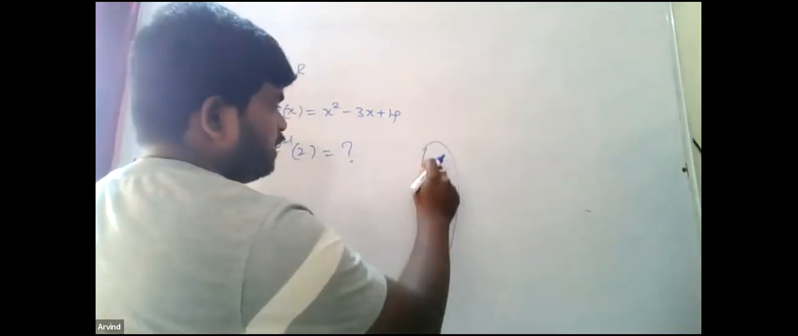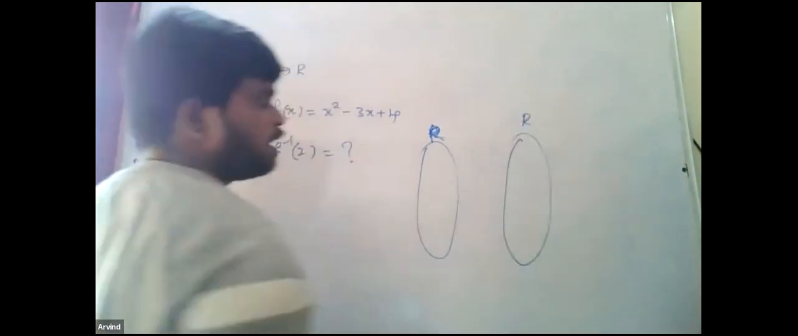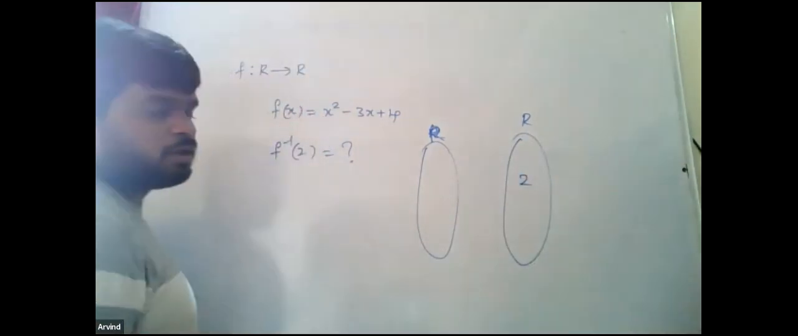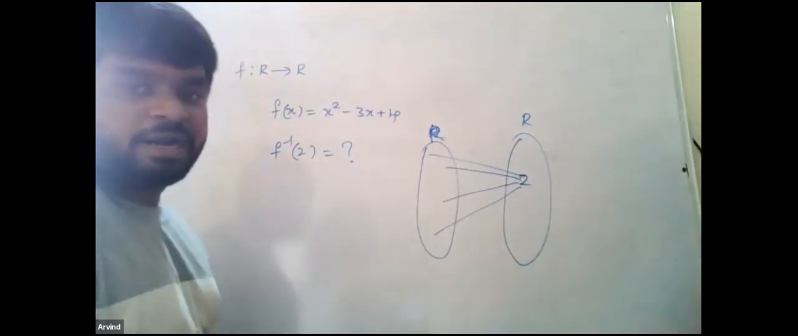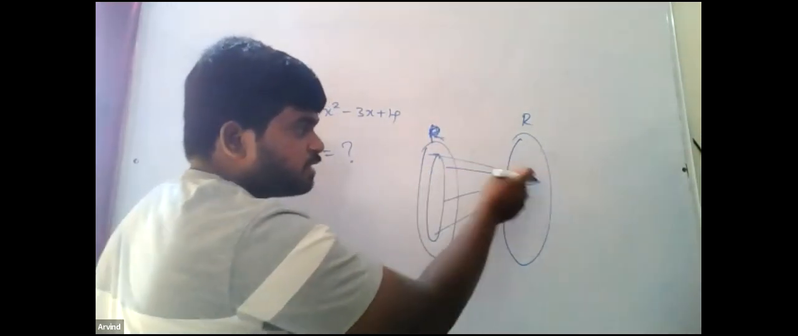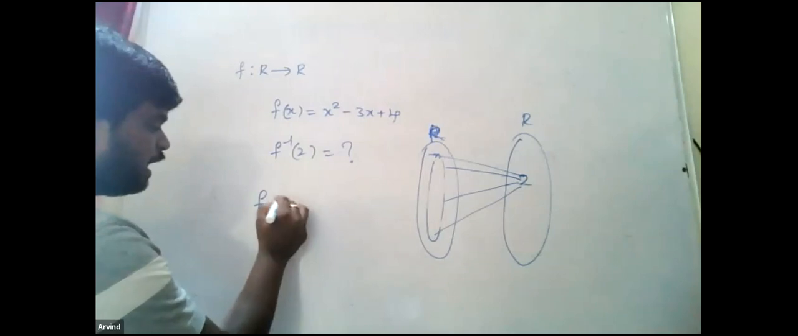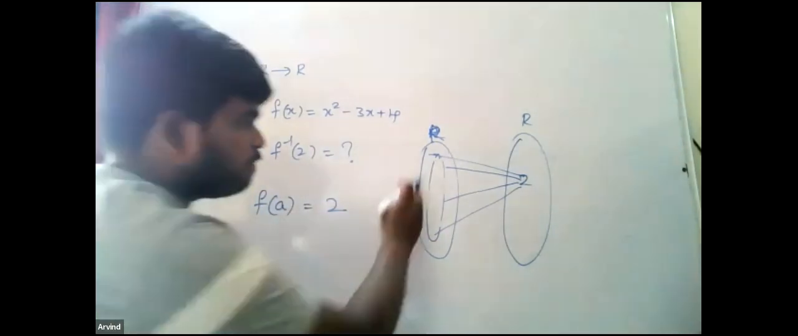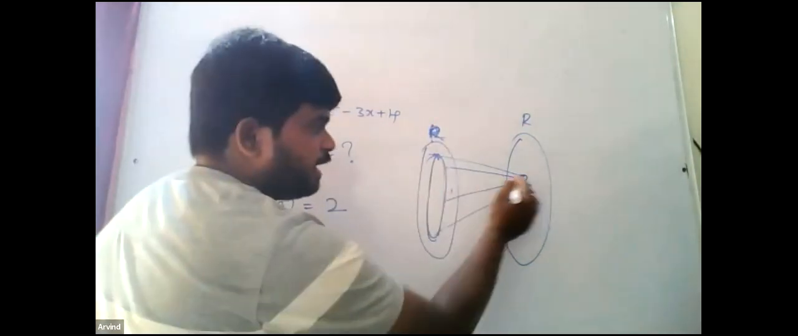We have to find this. Here the function is from R to R. Somewhere in this R there is 2. We have to find which elements have 2 as their image. Or in other words, there is some element here which is related to 2, meaning F of some element gives 2. There may be one element or any number of elements in this set which are related to 2.